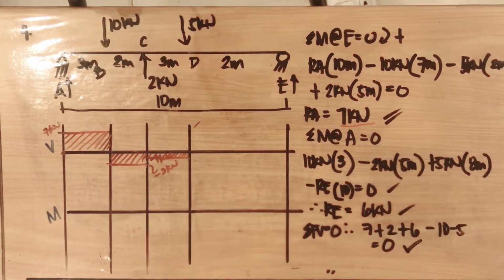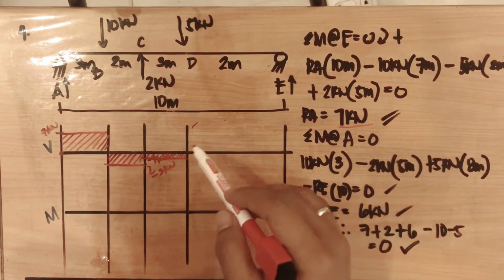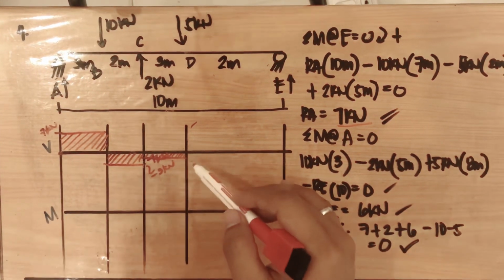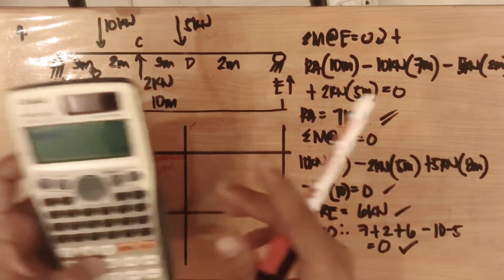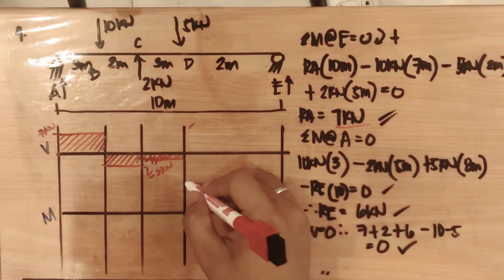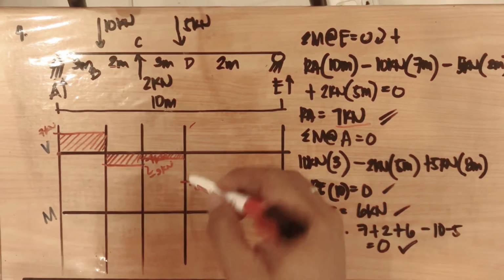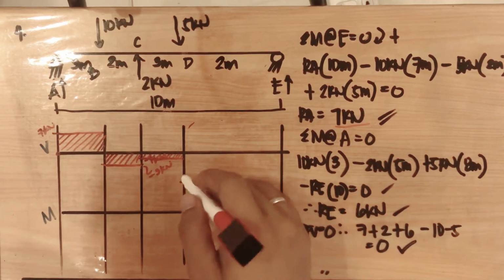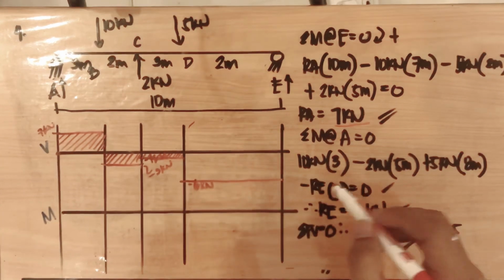So, ayan. Then, from D to E, or from D pala, at point D, meron tayong negative 5. So, negative 1 minus 5 is equivalent to negative 6 kilonewton. So, ayan. Meron tayong negative 6 kilonewton. So, from point D up to point E, wala tayong load dyan. So, straight line lang yan.